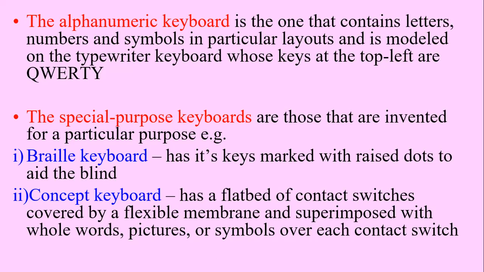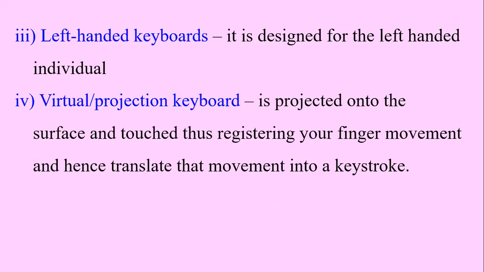The special purpose keyboards are those that are invented for a particular purpose. For example, we have the Braille keyboard. This is a keyboard that has its keys marked with raised dots in order to aid the blind in typing or entering data into the computer or any other ICT device through typing. The second is the concept keyboard. It has a flat bed of contact switches that are covered by a flexible membrane and superimposed with words, pictures, or symbols over each contact switch.